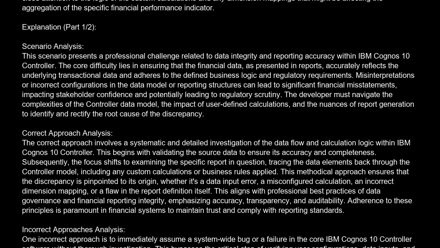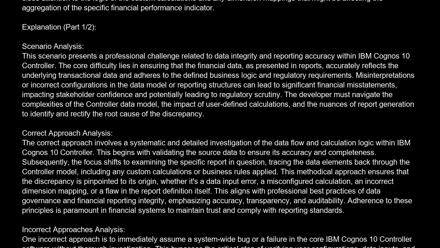Misinterpretations or incorrect configurations in the data model or reporting structures can lead to significant financial misstatements, impacting stakeholder confidence and potentially leading to regulatory scrutiny. The developer must navigate the complexities of the controller data model, the impact of user-defined calculations, and the nuances of report generation to identify and rectify the root cause of the discrepancy.